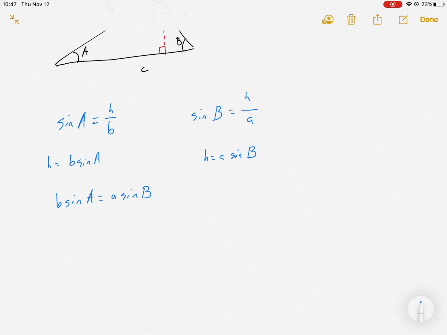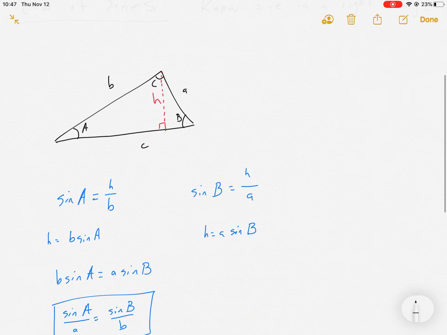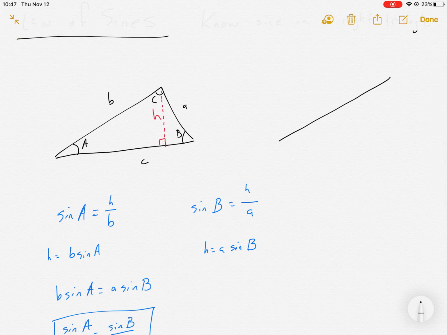And then divide both sides by a, divide both sides by b. We end up with the law of sines right there. And so we just did a derivation for that. It's a little bit strange. I mean, I kind of drew this triangle suggestively. It's a little bit stranger if you get into this.